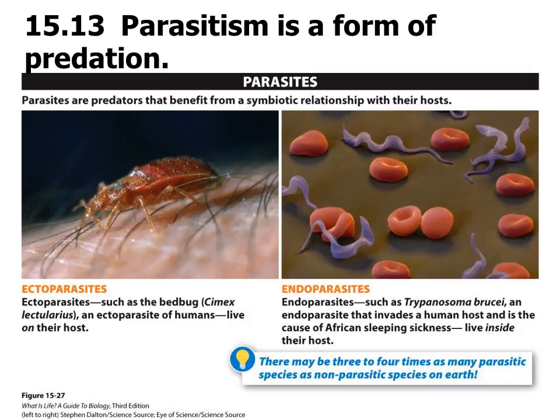I've talked about parasitism before. It is a form of predation. Parasites are predators that benefit from a relationship with hosts specifically. There are different types of parasites. They can be ectoparasites, like this bed bug. They live outside their host, like on the skin. Lice would be another example. And then there are endoparasites, which live inside the body, like malaria or Trypanosoma brucei. They're inside the human host.